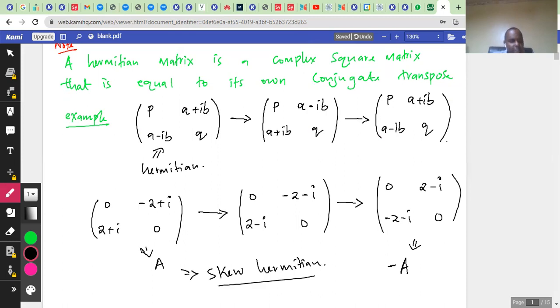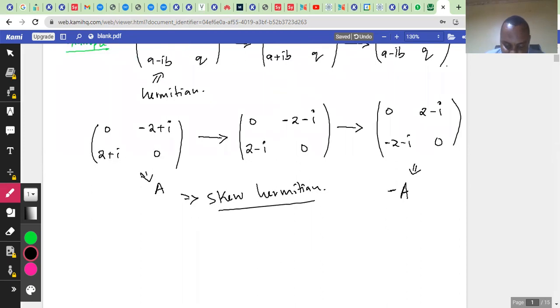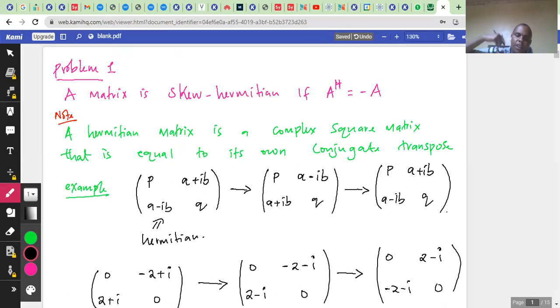I just wanted us to create a background before we start looking at the question. So now we can look at the question. A matrix is skew Hermitian if you find its conjugate and then you find its transpose, you get negative.